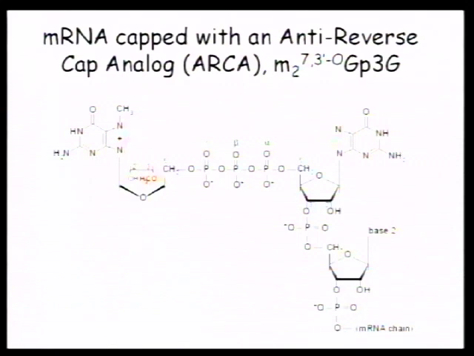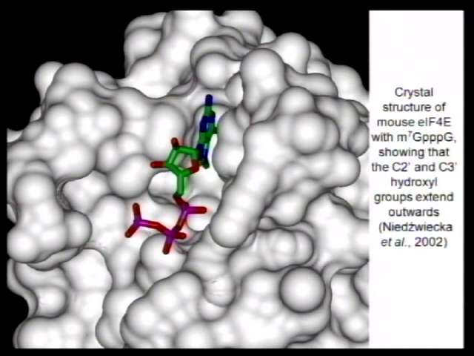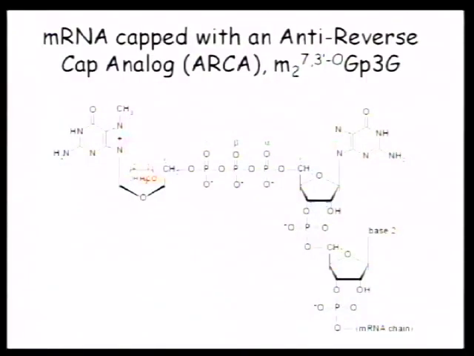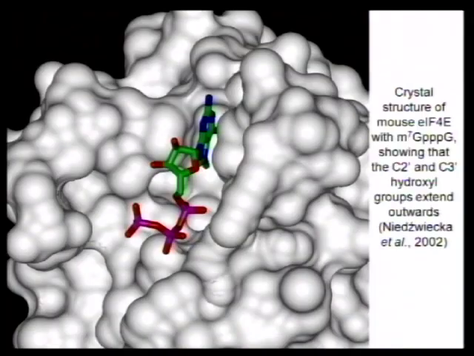So we introduced a methyl group at the 3' hydroxyl of the 7-methyl moiety right here, which prevents that from happening and forces them to go in the right direction. We call those anti-reverse cap analogs, because they can only go in the right way. This doesn't affect cap binding. This is a surface diagram of 4E, and these are the 2' and 3' hydroxyls. They just stick out, so putting a methyl group there doesn't affect binding at all.